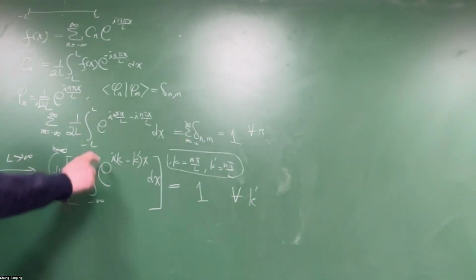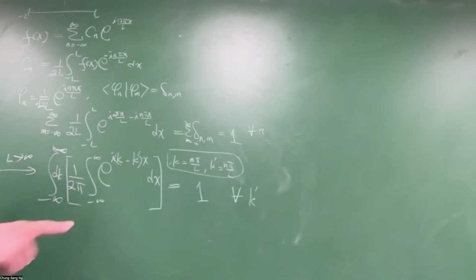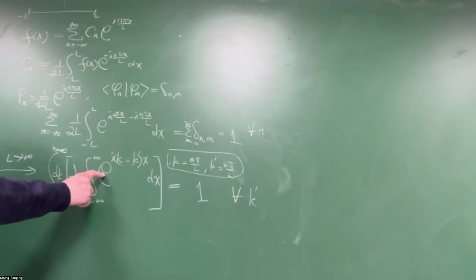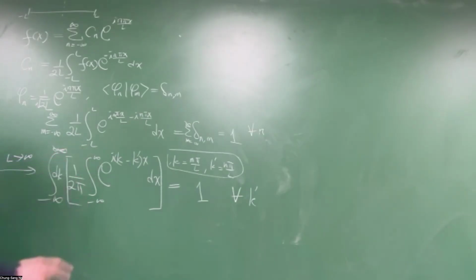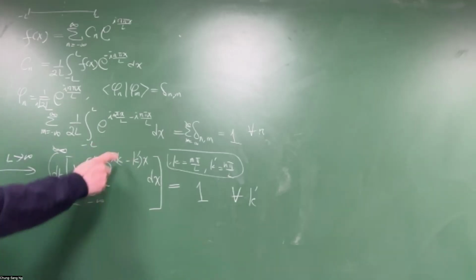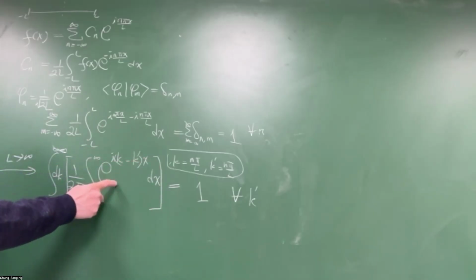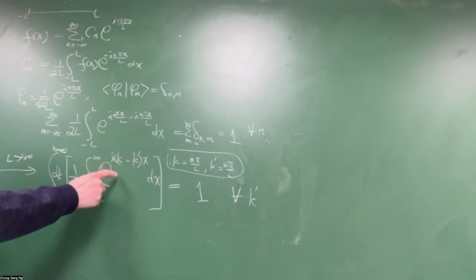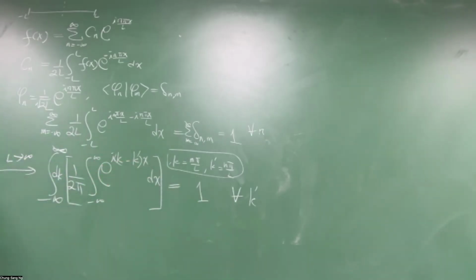If this is 1, you integrate over the whole range. When the exponential function becomes 1, you integrate dx over minus infinity to infinity, what do you get? You get infinity. So if you call it a function, this function has an infinite value at k equal to k prime, for any k prime, right?